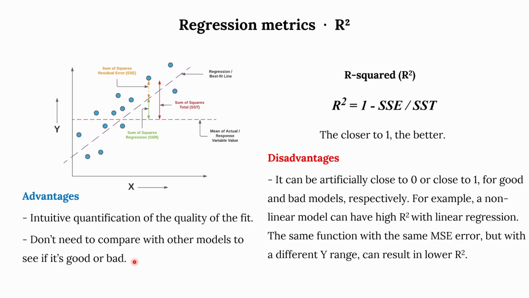Let's see. Disadvantages. It can be close to 0 or close to 1 for good and bad models. For example, with a nonlinear model, we have all seen this, we can have a high R squared with a linear regression. The same function with the same mean squared error, but with a different epsilon range, can result in a lower R squared. Let's see what this means.